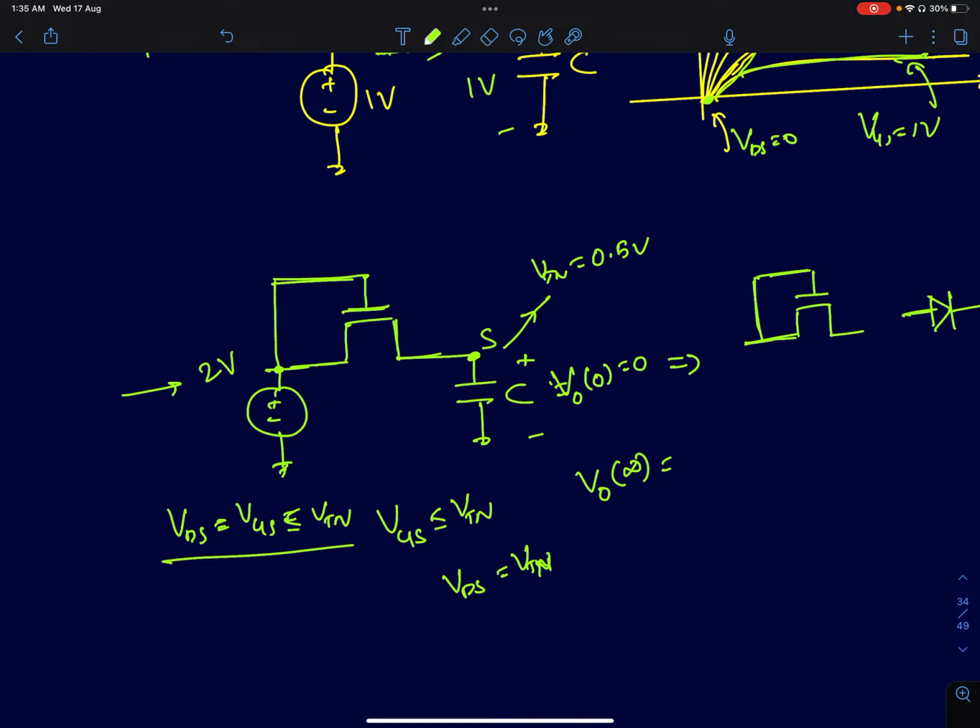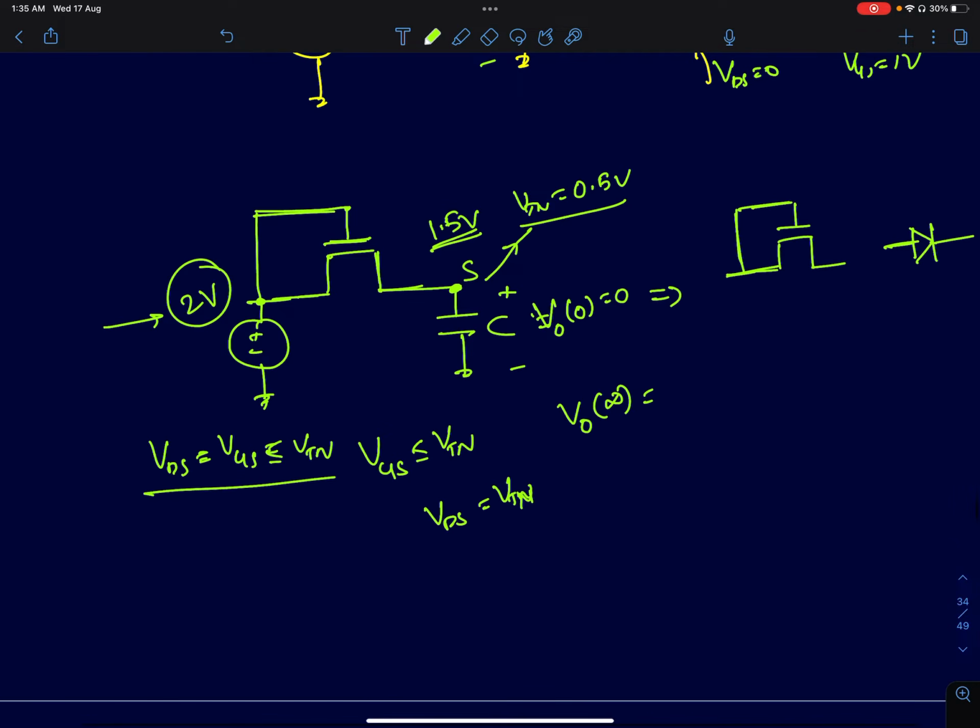So if I apply 2 volts, the maximum voltage the source can go to is 2 minus VTN, in this case 0.5, which is 1.5 volts. In fact, since we called it a diode, you can just replace a MOSFET with a diode as shown here and analyze the circuit.